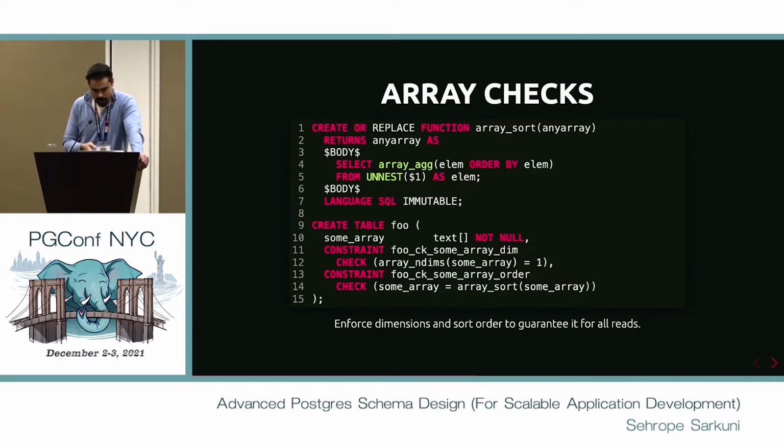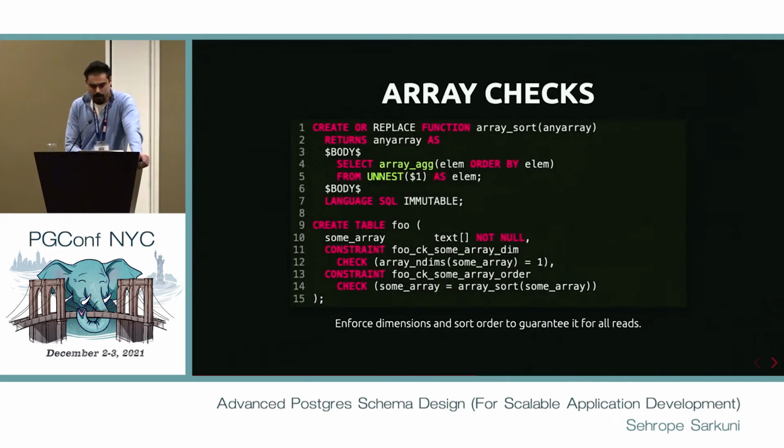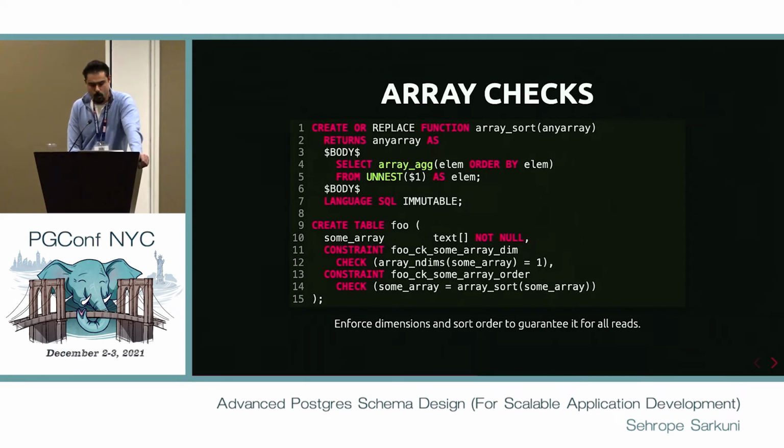So here, I have two constraints on this table foo on my array. The first says that the number of dimensions of the array has to be exactly one. That means I can't have an array with 2, 3, or 4 dimensions, so my two-dimensional text array would not be acceptable here. The other says that my array has to equal the sorted version of itself. What Postgres does is, every time I'm inserting or updating this field, it'll make sure that these invariants hold.